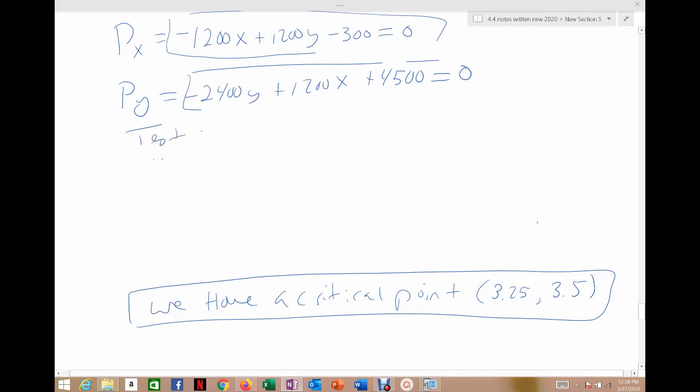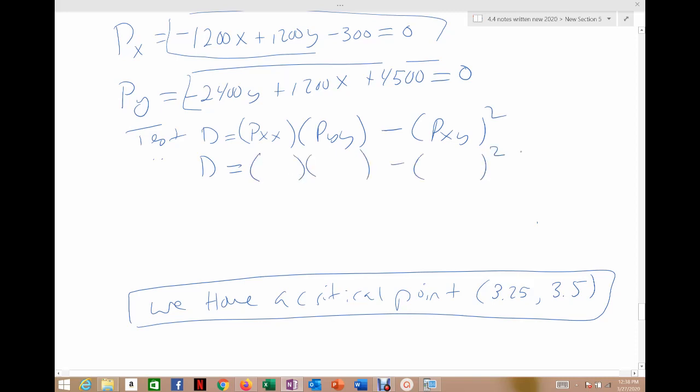Now my test. So I need my D formula, which remember is the second derivative with respect to x, second derivative with respect to y, minus my mixed derivative squared. Don't forget to square it. Alright, I'm just going to find them and plug them into my formula. Whenever it's the linear case, these will always come out as single numerical values, numbers. So I'm just going to plug them in when I find them.